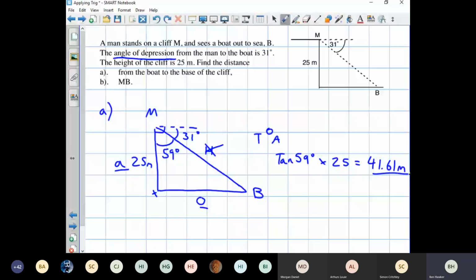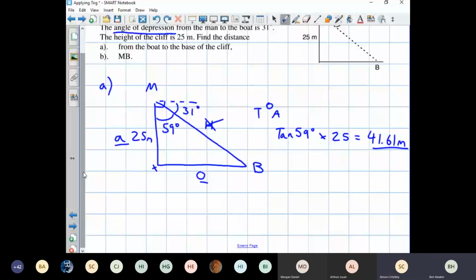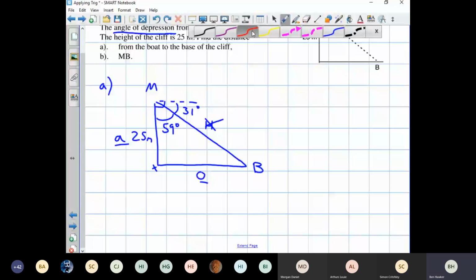So that is going to be my opposite, or the distance from the boat to the cliff. We're then going to find MB, which is the hypotenuse of this triangle. I think I'm just going to rub out this solution. Hopefully everyone's had enough time to see that. So for part B, I want to find MB, so I want to find the hypotenuse this time. Again, I've worked out the opposite. However, it's rounded, therefore I'm going to use A, which was given, and the angle, which was essentially given as well.